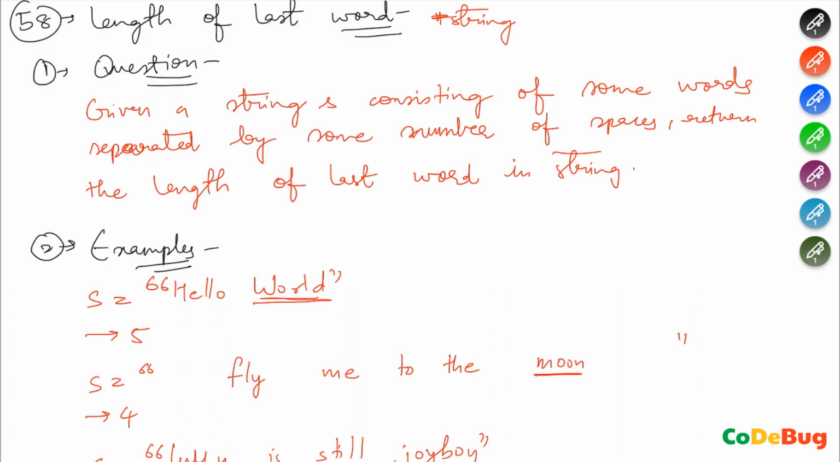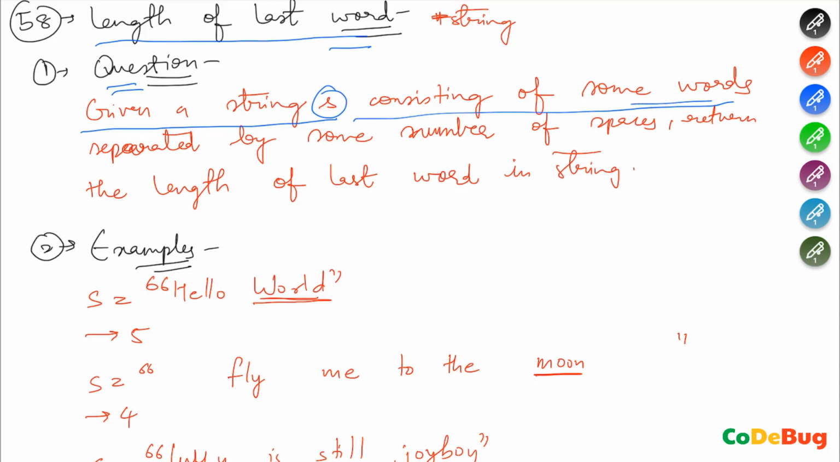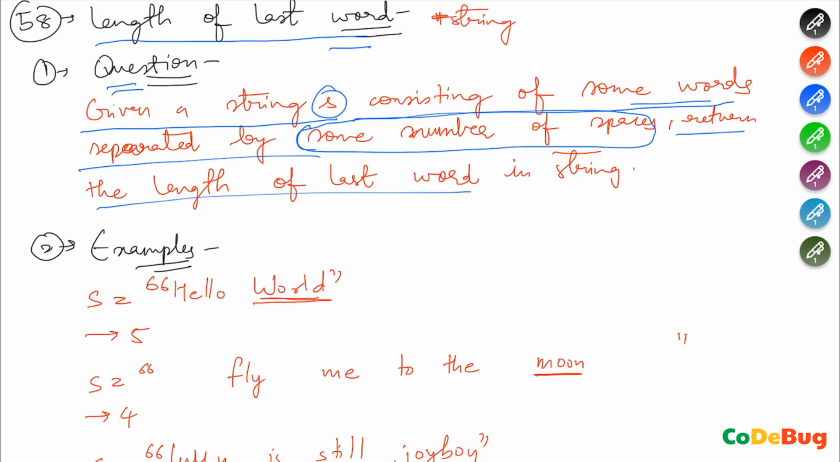Hello everyone, welcome to another LeetCode question. Today we'll be solving the Length of Last Word question. Let's see what the question is asking of us. We are given a string S consisting of some words separated by some number of spaces, not just one space, there could be many spaces. We have to return the length of the last word in the string.